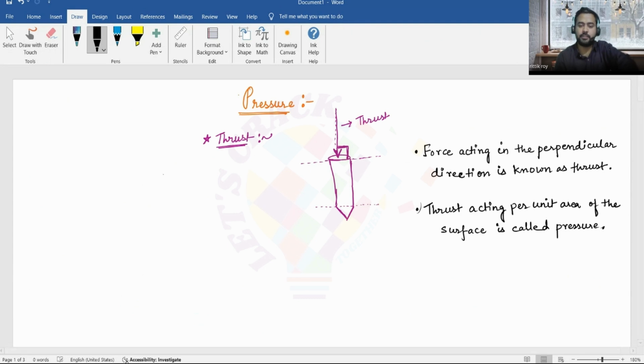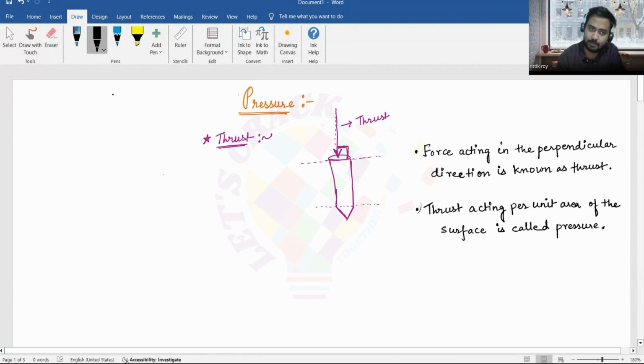Is called pressure. Okay, so what is thrust? Thrust is the force acting in the perpendicular direction. And what is pressure? The thrust acting per unit area of the surface is known as pressure. Understood? Okay, so suppose if I need to frame it mathematically, then how can I frame it?